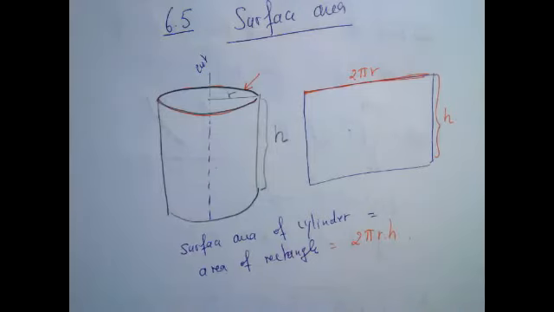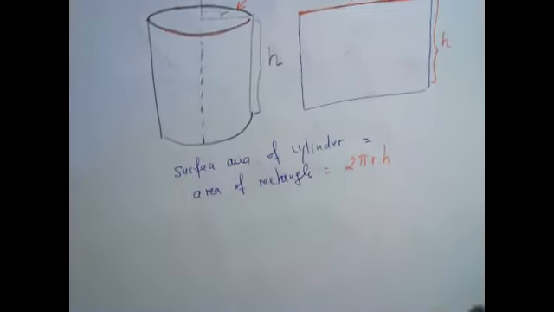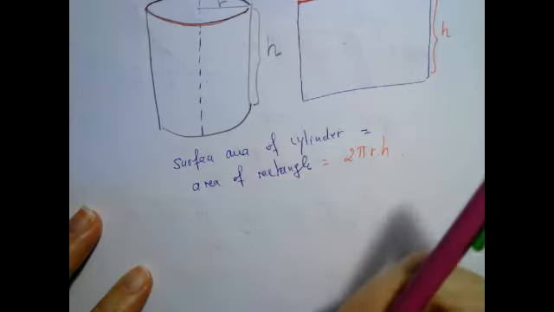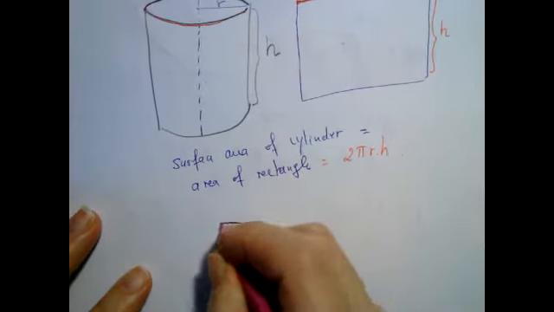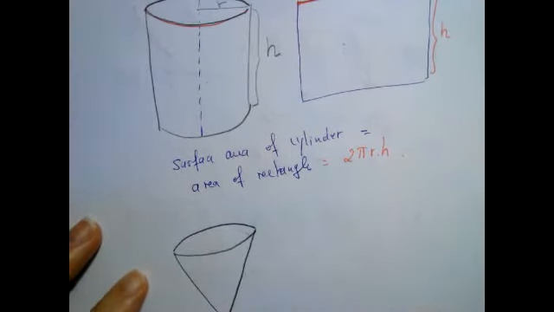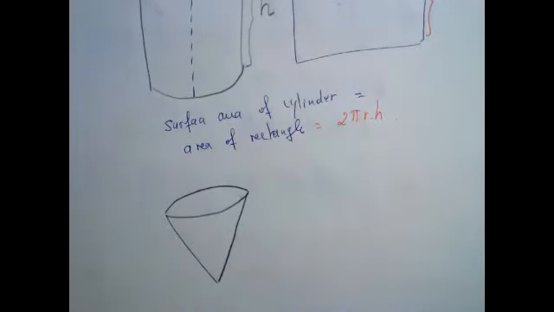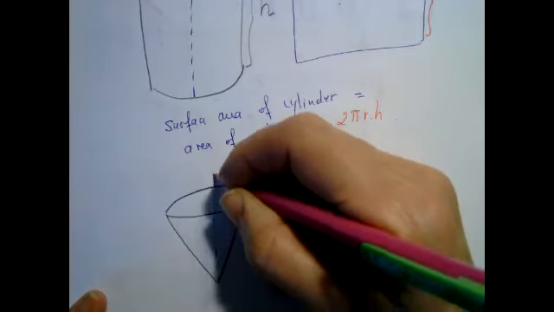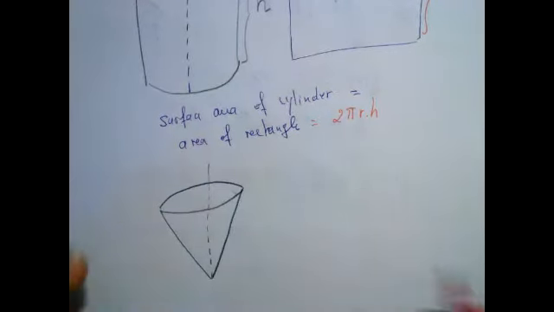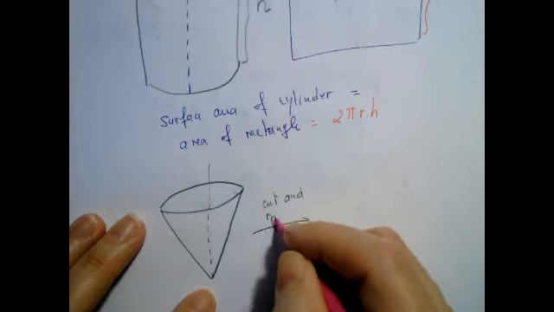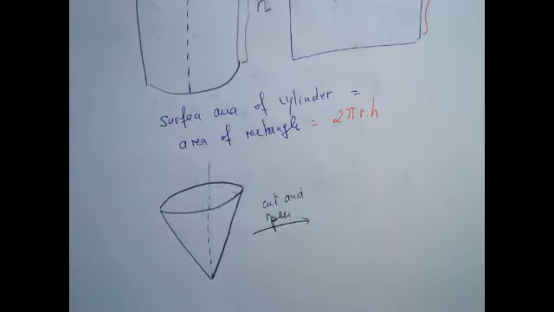So let me take another picture. If I take a cone, for example, I take a cone. Okay, that's a cone. And what's the surface area of a cone? So it's exactly the same thing. You take the cone and you cut it. You cut it and you open it. So cut and open. What do you think you get? Any idea?